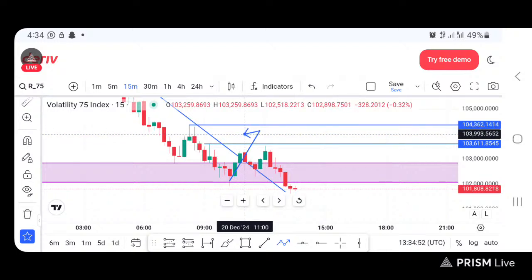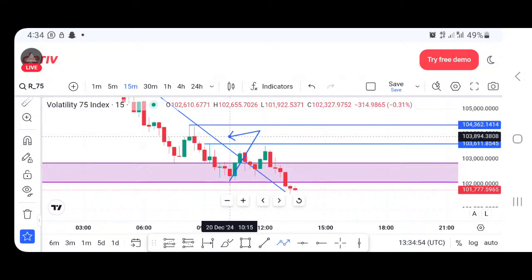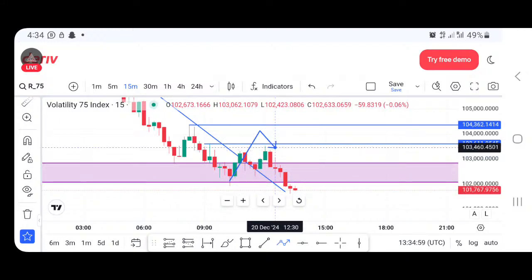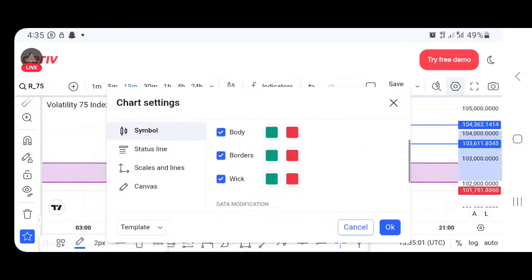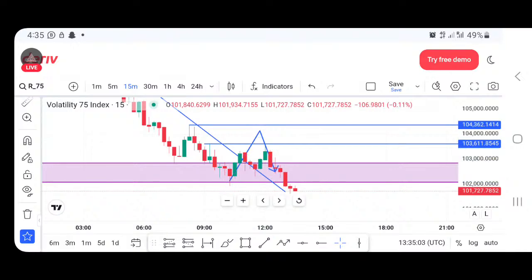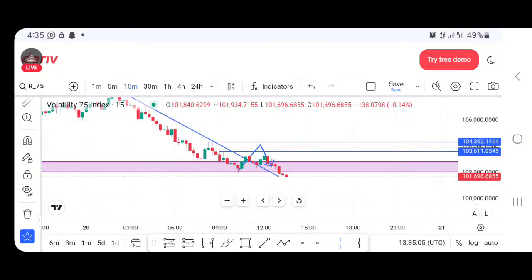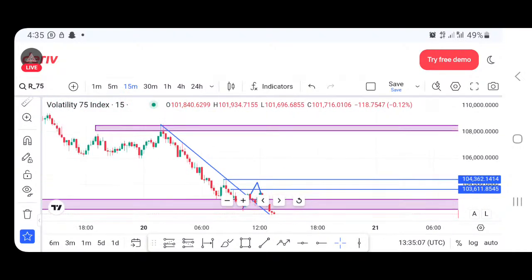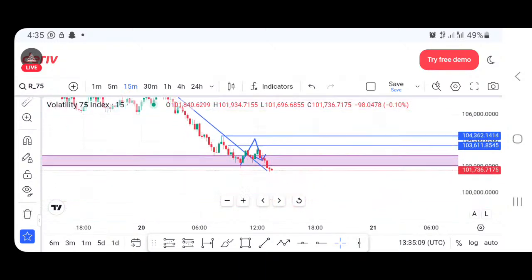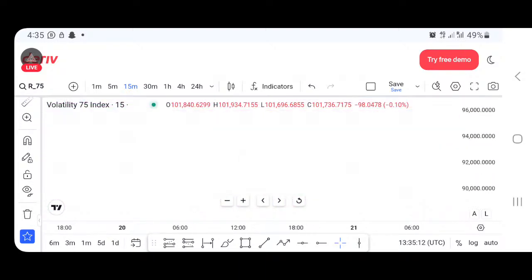Are you getting it? After the 15 minutes close there, you execute, with the stop loss below. And then you ride the market up. Are you getting the point? You bring it back to its U-turn. Are you getting the point? So let me explain it to you another time.